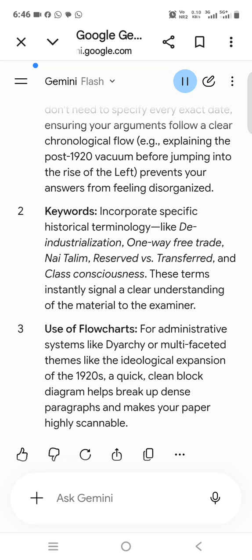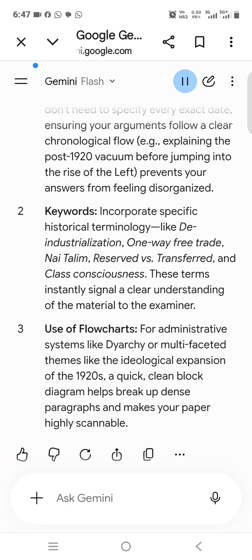Theme 1. The British Economic Impact and Deindustrialization. Question 1. How far was the Industrial Revolution in England responsible for the decline of handicrafts and cottage industries in India during the colonial period? 15 marks, 250 words. Answer structure.